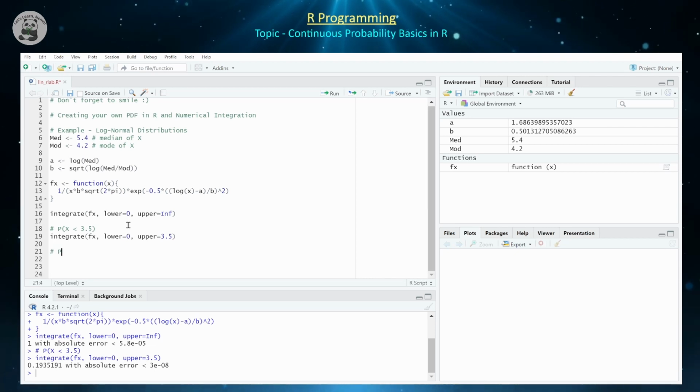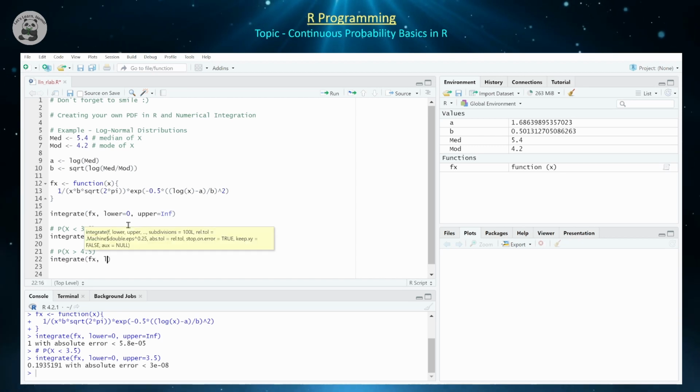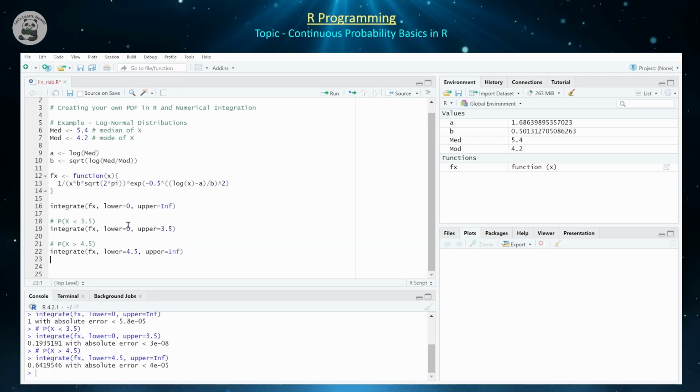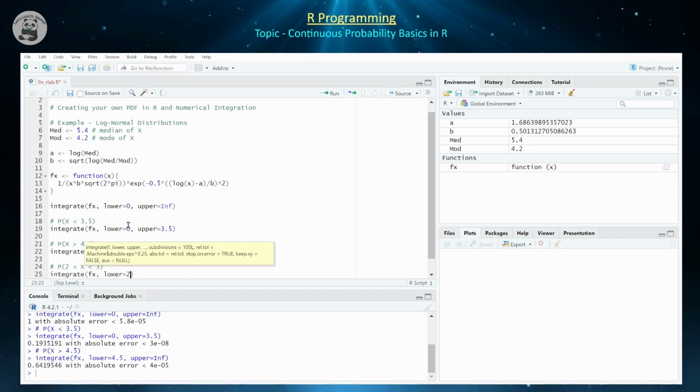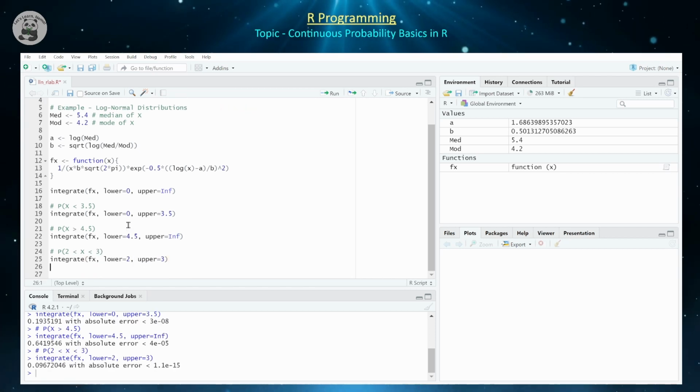If you want to do, for example, the probability that x is bigger than 4.5, you can do integrate fx and then lower is equal to 4.5 and then upper is equal to capital I and f for infinity. And we have 64.195%. And you can obviously integrate between boundaries quite easily. So the probability that x is between 2 and 3 is just going to be equal to the integral of our function, lower bound 2, upper bound 3, and that's going to give you your probability value.